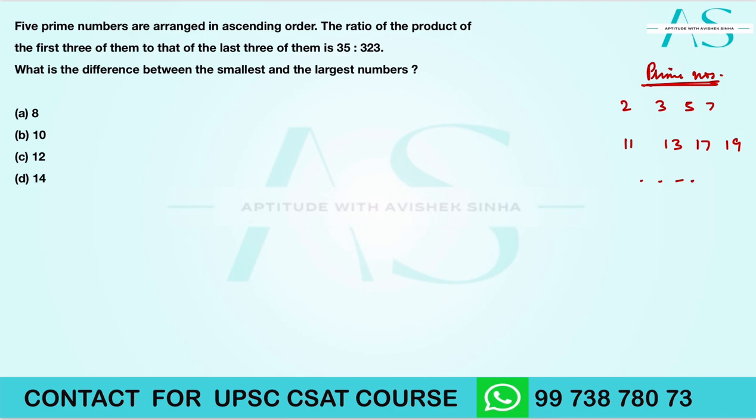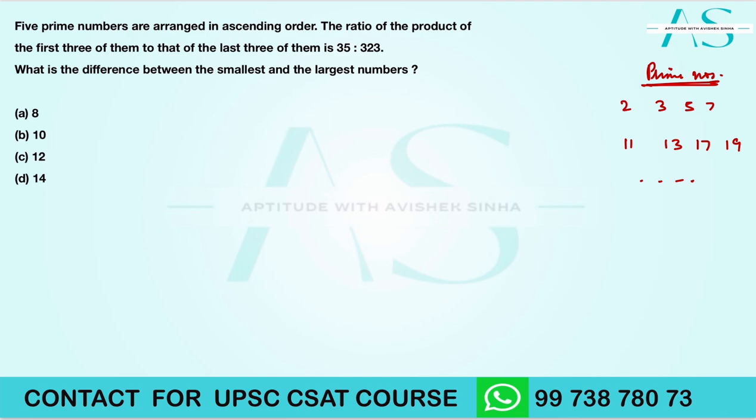Okay, if these five numbers are in ascending order, that order could be anything. The numbers could be starting from 2, 3, 5, 7, 11, or the numbers could start from 5, 7, 11, 13, 17, or the numbers could be 2, 5, 7, 17, 19. It just has to be ascending, from smaller to bigger.